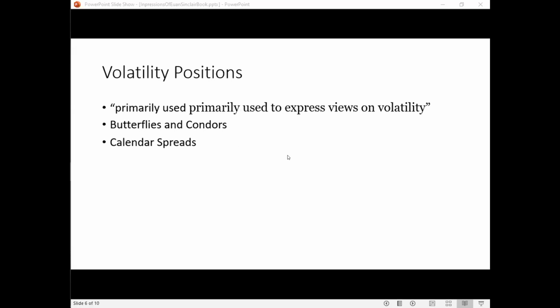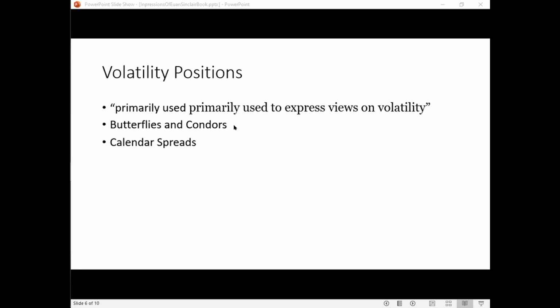I thought it was interesting that he calls butterflies and condors and calendar spreads volatility positions. I have some quotes coming up here, and we'll have some more and may generate some controversy. But he says these positions are primarily used to express views on volatility. I think that might be news to some people, or they might disagree.